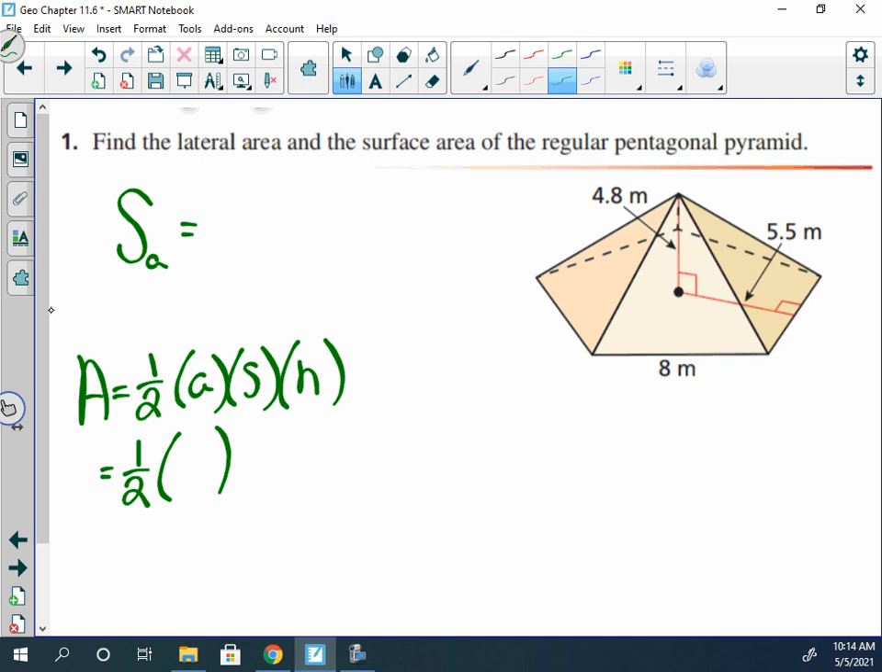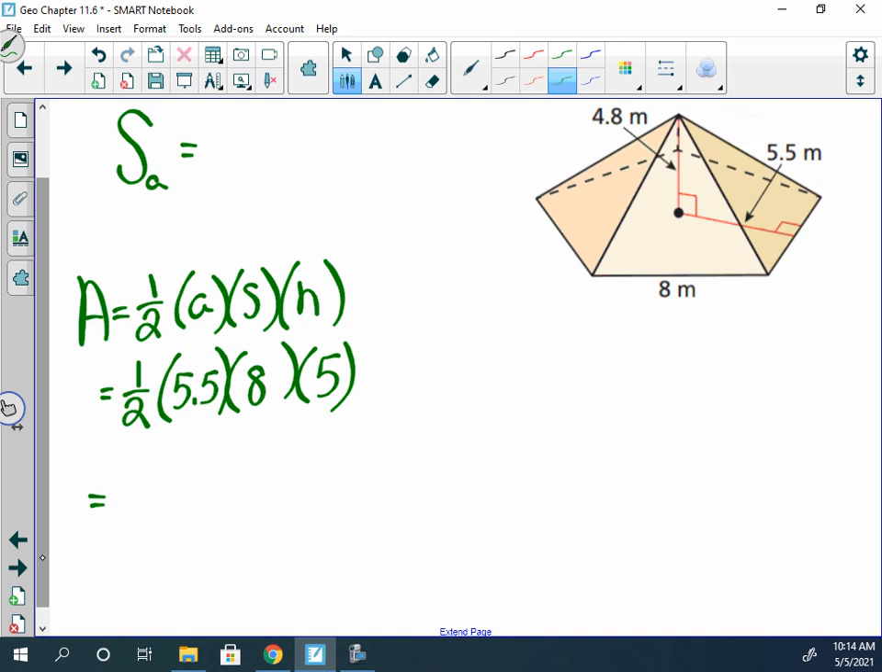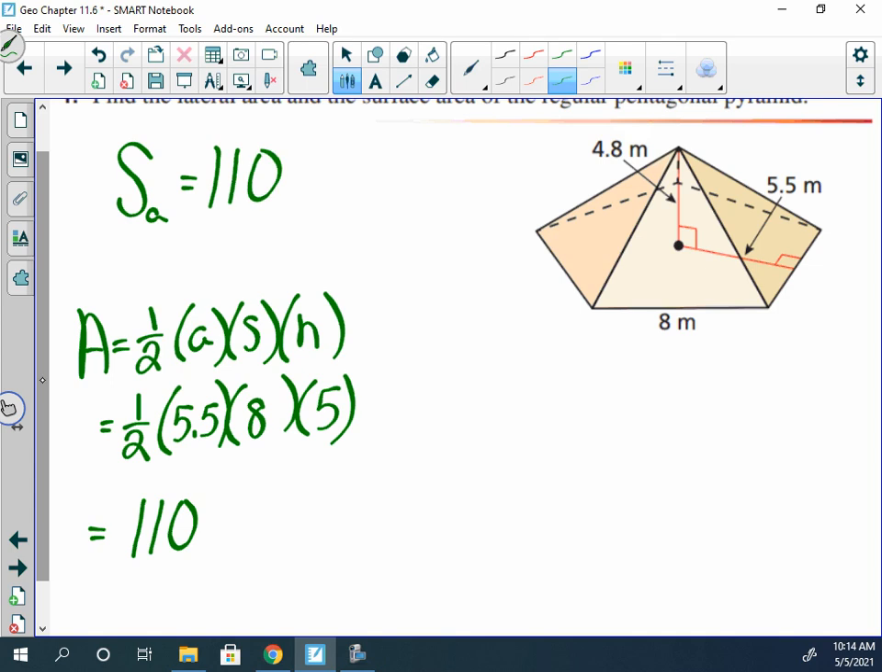Now it told us our apothem for this here is 5.5. Our side length is 8, and the number of sides is 5. So we all agree with 110? Any questions on this here so far? So that gave us the area of the base.